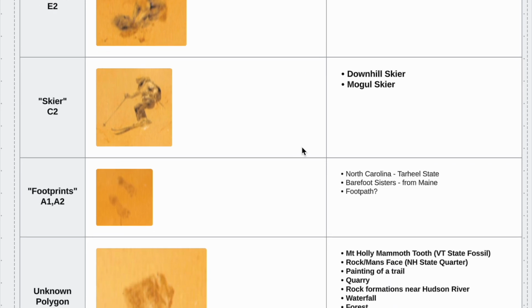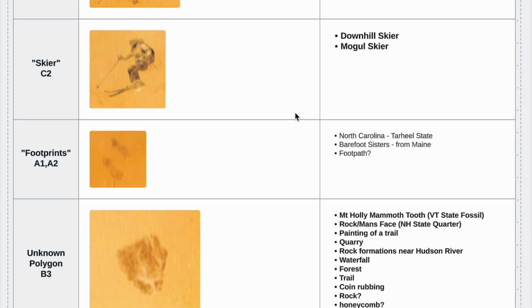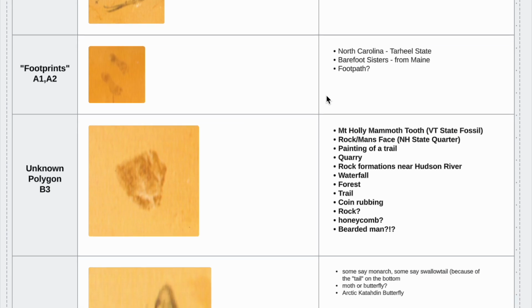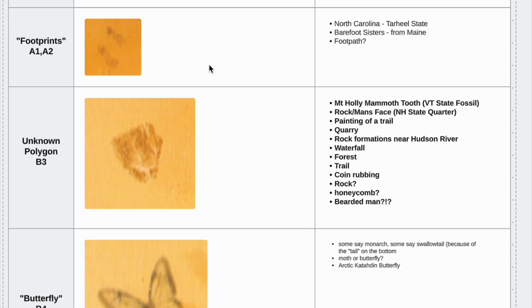And then next we have the skier. Someone specifically pointed out that is a downhill skier, maybe even a mogul skier if you see this curved line right here. But what it is not is a cross-country skier. This guy's moving.